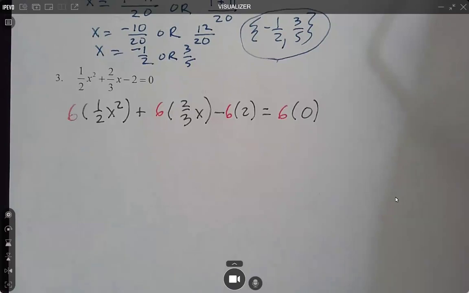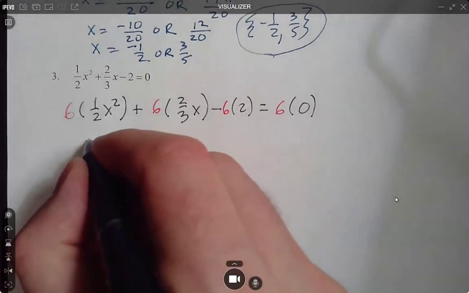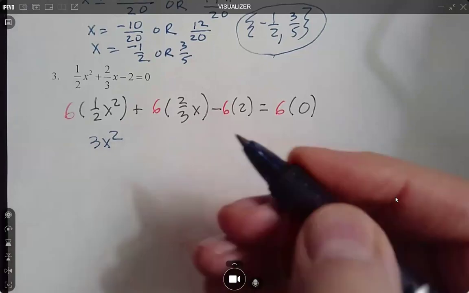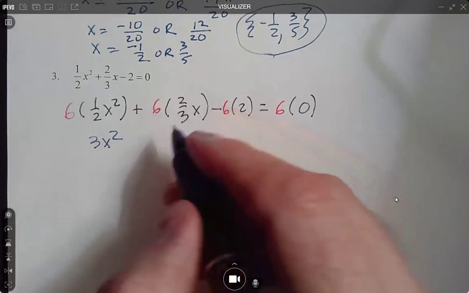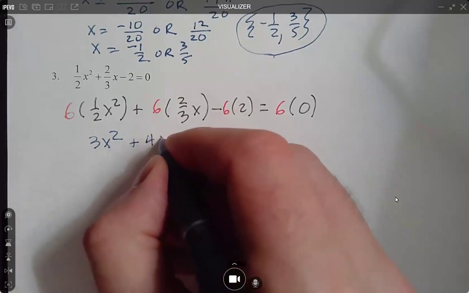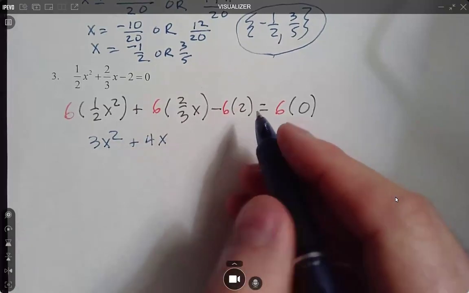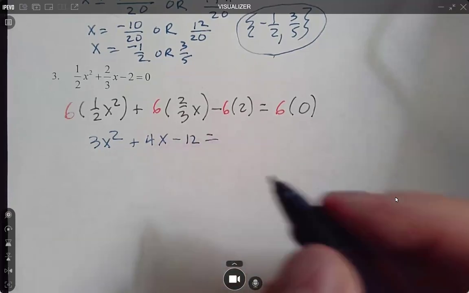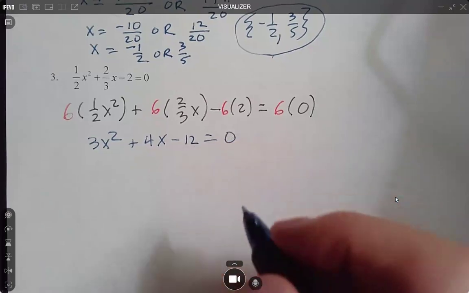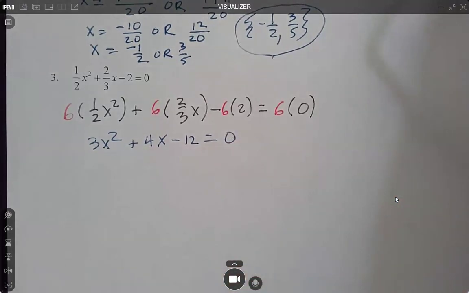Because now when I take 6 times a half, that's 3. That gives me a 3x squared. 3 goes into 6 twice. 2 times 2 is 4, so that's 4x. And 6 times 2 is 12, so that's minus 12. 6 times 0 is 0. And now we've got a much more decent, handleable problem.